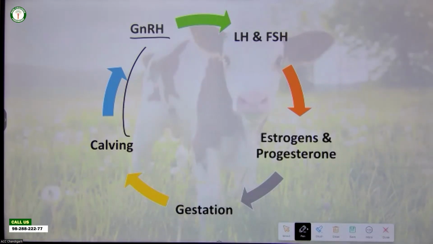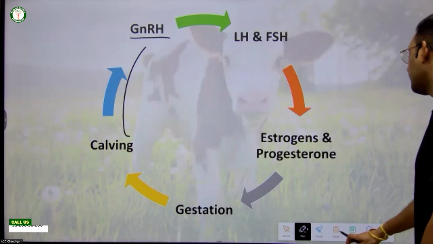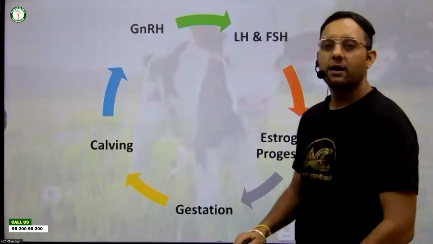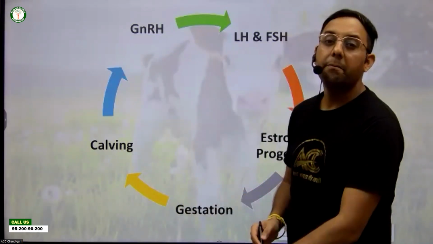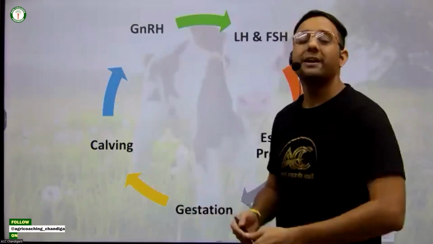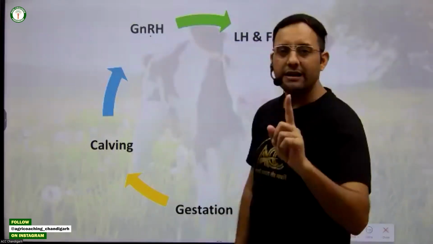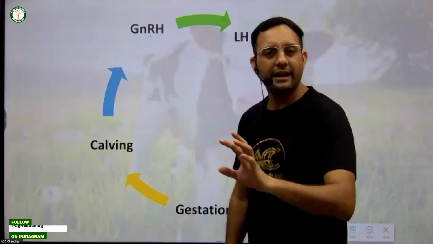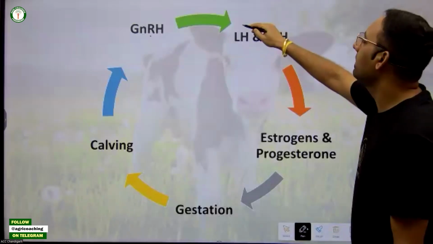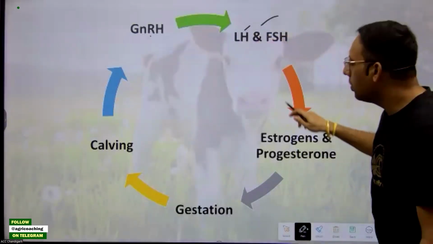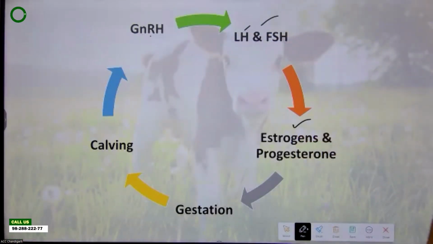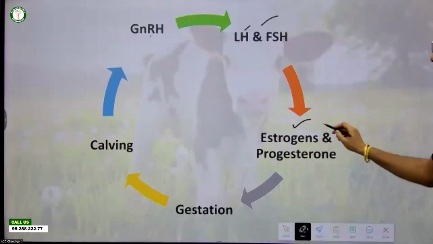Now you can ask me a question. Sir, here you said the cow will come in heat and then we'll proceed with the mating. But what if we do not proceed with the mating? Then it's very clear. Initially, the hypothalamus will release GnRH. It will go to the anterior pituitary, which will produce LH and FSH. They will go to the ovary. Ovary will produce estrogen. After estrogen, the cow will come in heat.